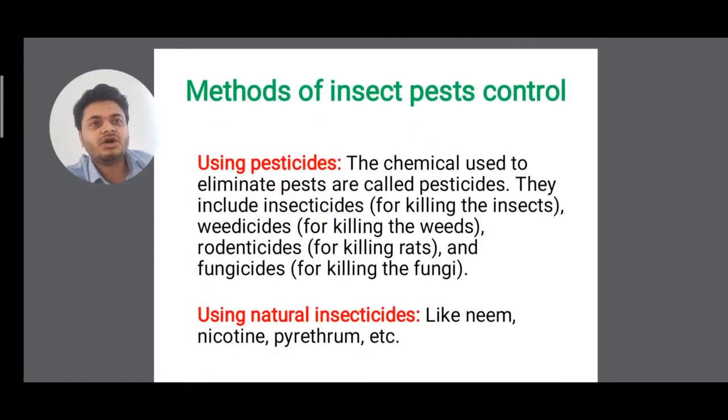Next, methods of insect pest control. How can we control insect pests? Number one is using pesticides. Second one is using natural insecticides. Under using pesticides, the chemicals used to eliminate pests are called pesticides. They include insecticide for killing insects, weedicide for killing weeds, rodenticides for killing rats, and fungicide for killing fungi. Next are natural insecticides like neem, nicotine and pyrethrum.